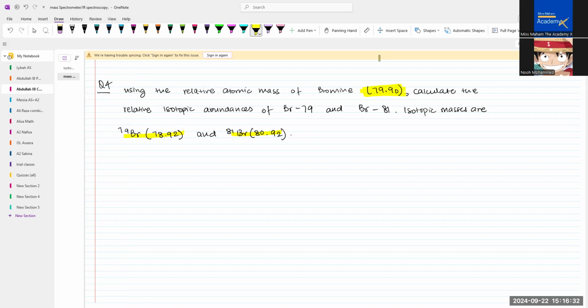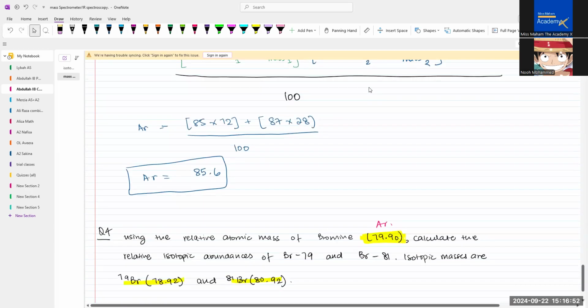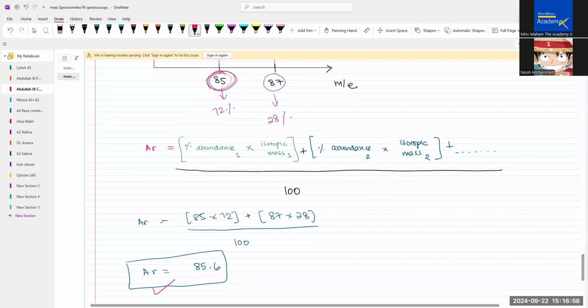100 subtract 79.90 from the AR of bromine. AR of bromine is 79.9. This is the AR. So in the previous questions, they have been asking us for the AR, right? But in this question, they've already given us the AR. So this formula, they've told us this part from this formula, right?